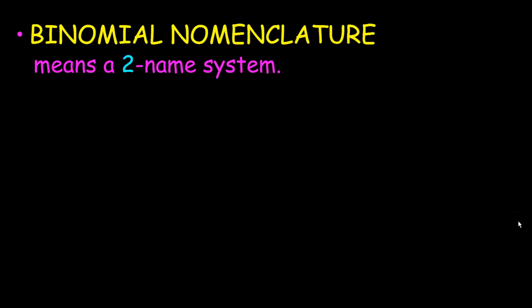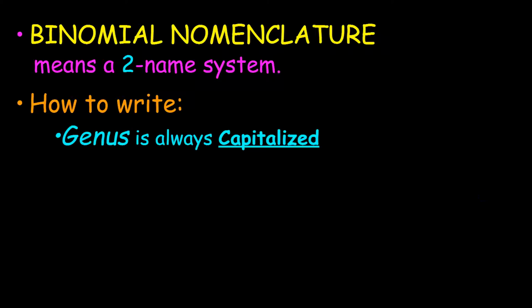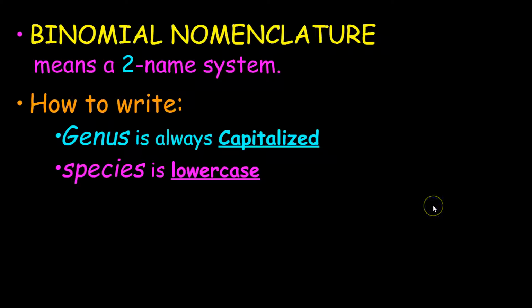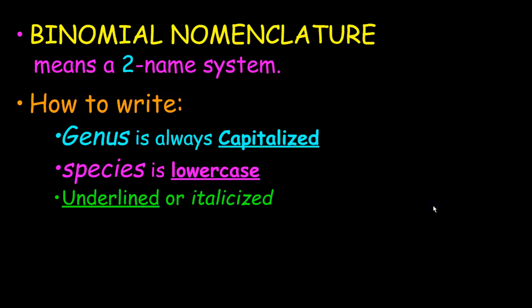So, like I said, binomial nomenclature means a 2-name system. So bi means 2 and nomial means name. They're very particular about how you write this. They're very, very finicky. So they use the last two spots on the taxonomy chart, right? So it's genus and species. The genus is always going to be a capital letter, and the species is always going to be a lowercase letter. And then it either has to be underlined or italicized. You can't have both.